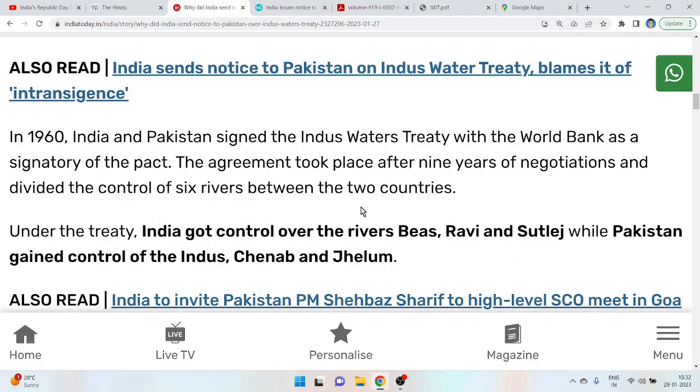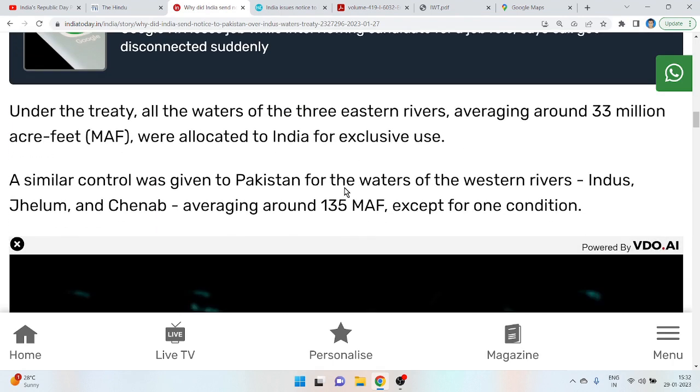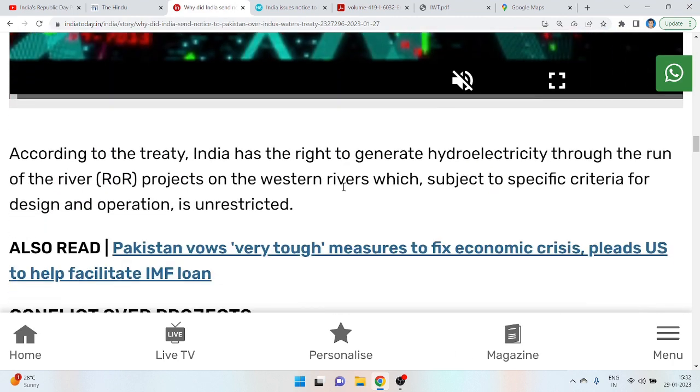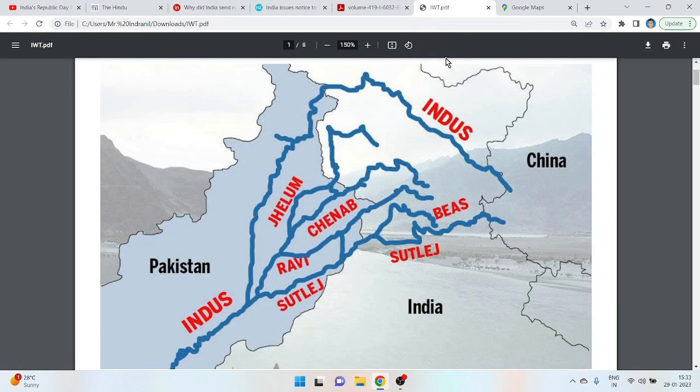Now, under the treaty, India got control over the rivers Beas, Ravi, Satluj, while Pakistan gained control over Indus, Chenab, Jhelum. According to the treaty, India has the right to generate hydroelectricity through run-of-river projects on the western rivers, which, subject to specific criteria for design and operation, is unrestricted. Now this is very important.